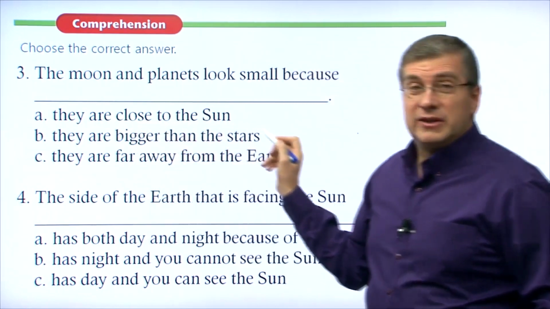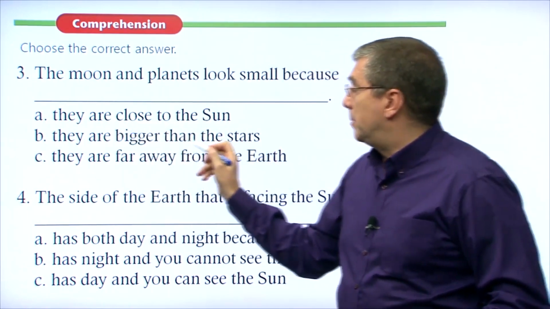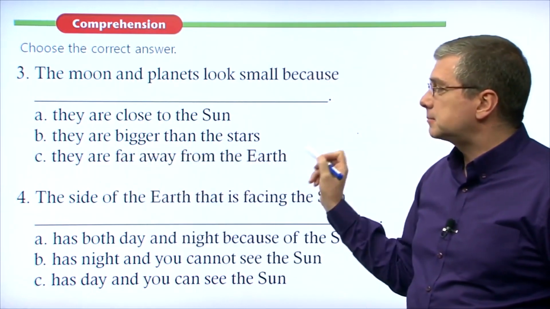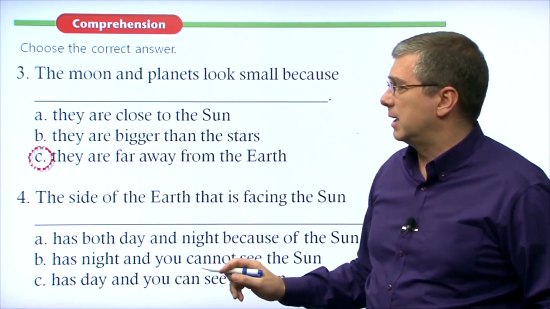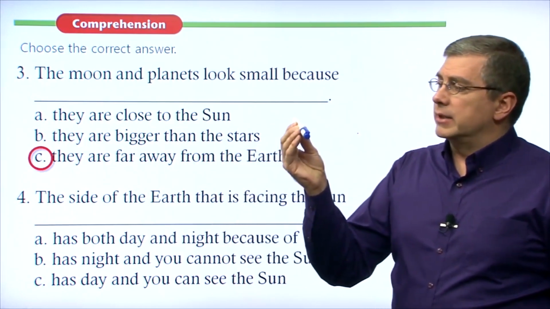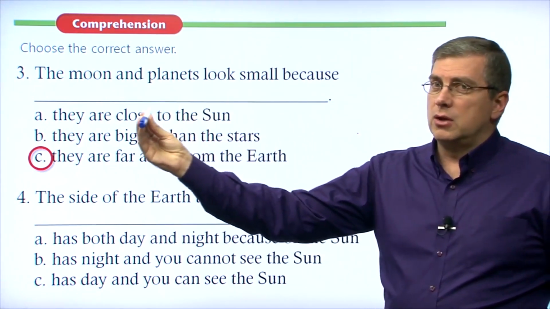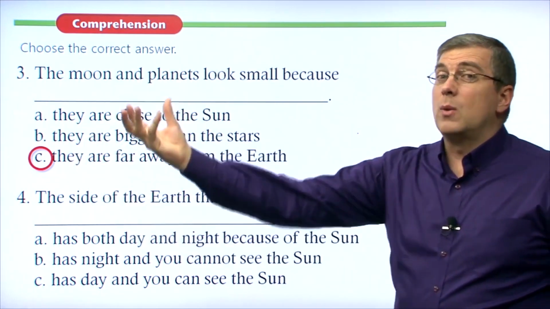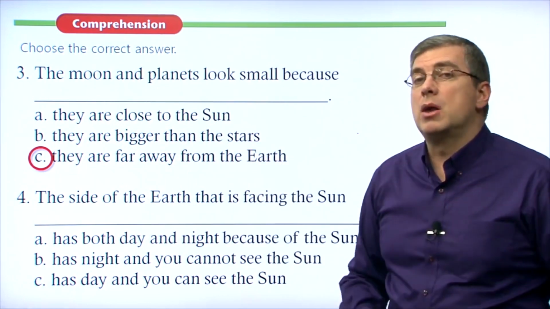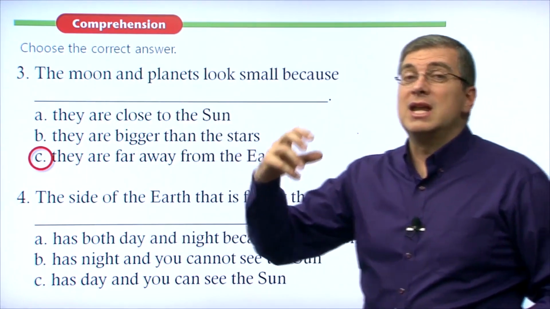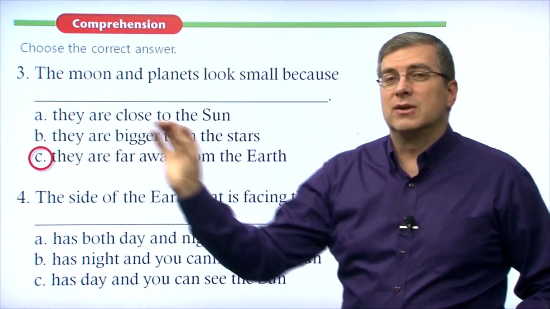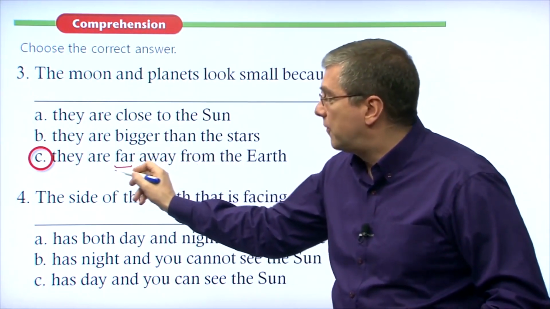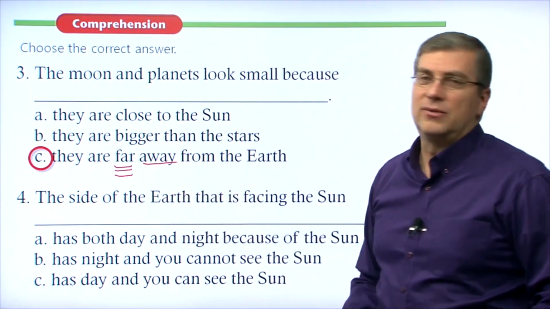A, they are close to the sun. B, they are bigger than the stars. Or C, they are far away from the earth. Well, of course, we know it's number C, right? Because if we take an object, the further away that object goes from us, the smaller and smaller it becomes. The moon is far away from the earth, so it seems smaller than it really is. The planets are even further away from the moon, so they seem smaller than the moon, because they are far, far, far away from the earth.